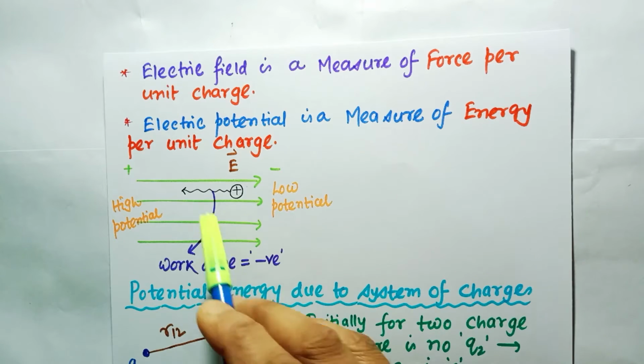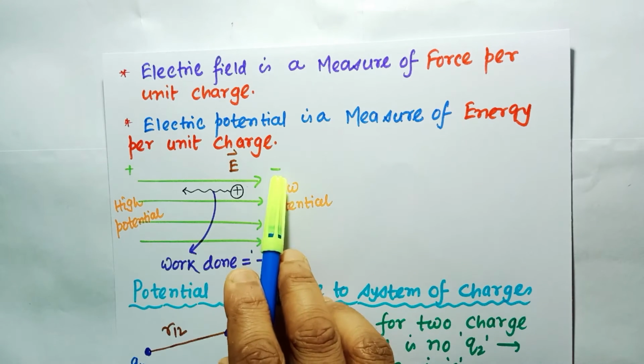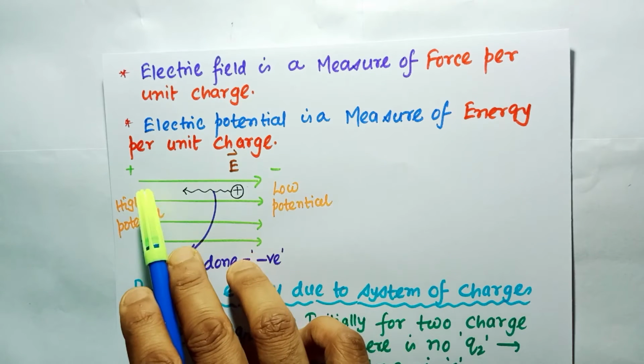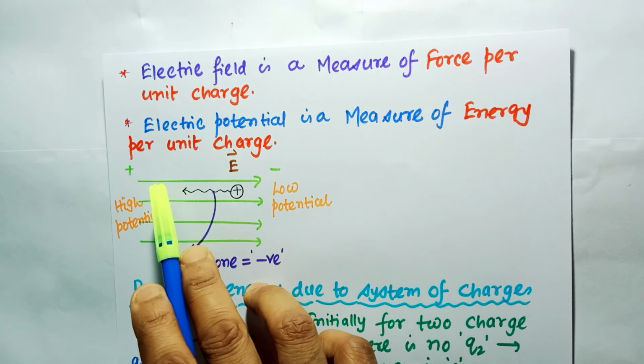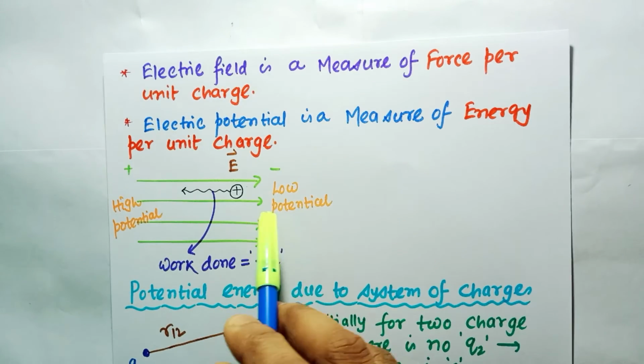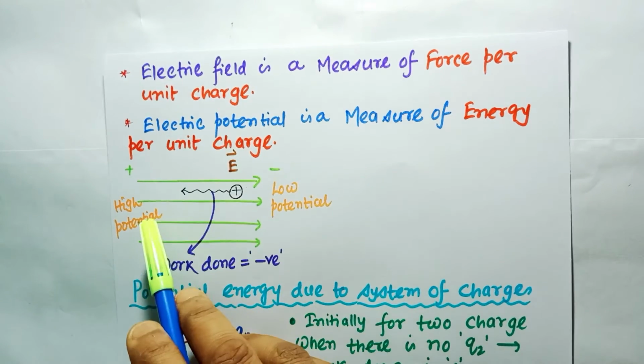You can see from the figure, suppose this is the direction of the electric field. So this is the positive one and this is the negative one, because we know that the lines of force go outward from the positive charge and inward for the negative one. So this is obviously the lower potential and this is the higher potential.